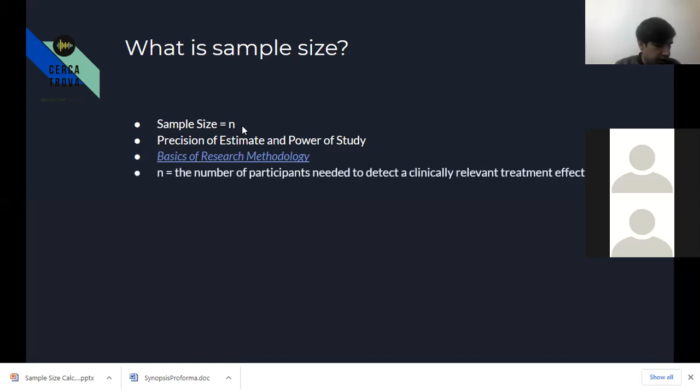Now the question comes: why do we need a sample size? N is the number of participants that are needed to detect a clinically relevant treatment effect. This is the first thing that we should all be aware of. The main aim of a sample size calculation is to determine the number of participants that are needed to detect a clinically relevant treatment effect. For example, if you're conducting a study on a whole population, you will have to determine a number of participants that can be representative of that whole population. The sample size shouldn't be too small or too large. It should be adequate. And today we will be discussing how you can calculate an adequate sample size.